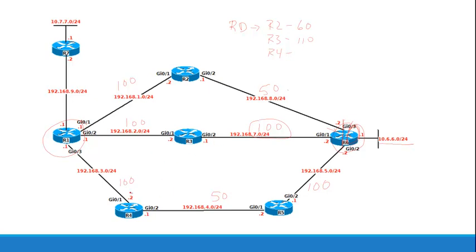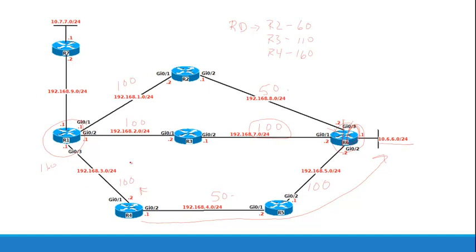Okay. Then if we go through R4, R4 is going to report a distance to this 10.66.0 network as 50 plus 100 plus this 10. So he's going to report a distance of 160. Just to be clear, and I know I've said it in other segments, reported distance is what my neighbor is telling me, the distance my neighbor has to get to the particular network I'm trying to get to. So in this case, R4 is reporting its distance to the 10.66.0 network. It's saying, hey, my distance to it is 160.